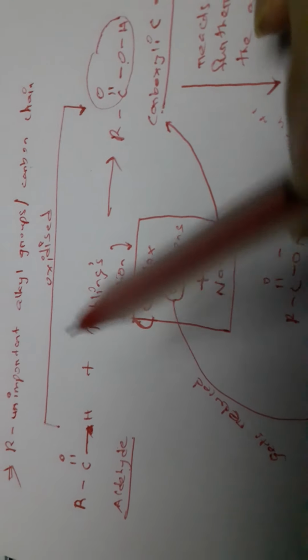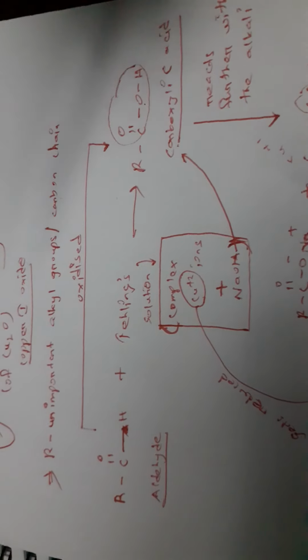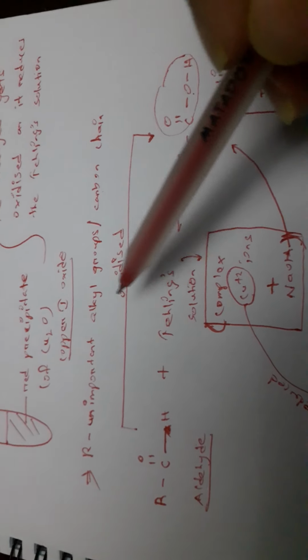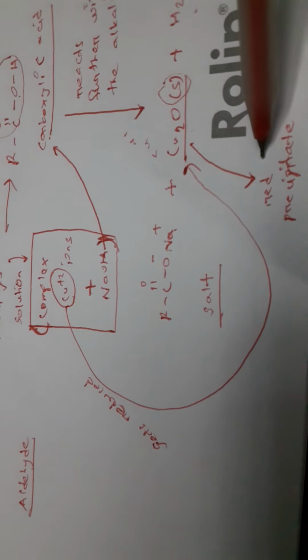And if the reaction does not occur, then we know that the other reactant was a ketone. With aldehydes, the clear royal blue color of Fehling solution will turn to a red precipitate. Now, next we will learn about the Tollen's reagent test.